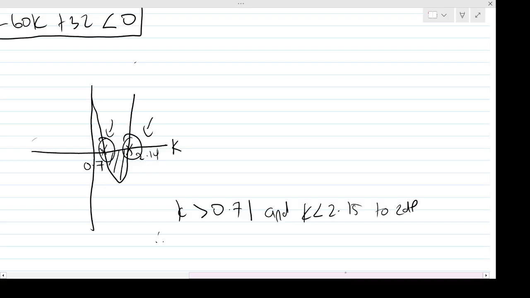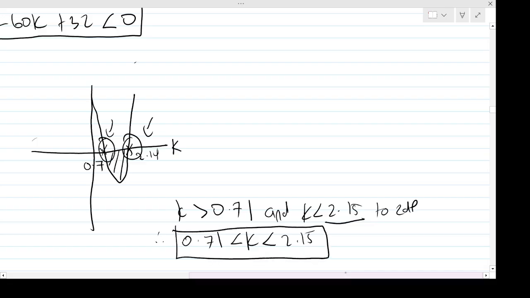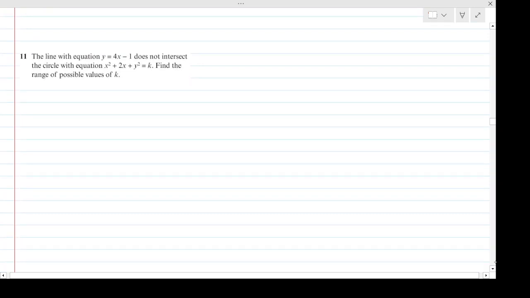So we can combine them into one inequality, because if k has to be above 0.71, 0.71 is the lower value for k, so 0.71 is less than k, but also the upper bound is 2.15. So k is between these 2 numbers, and that is our inequality. Cool. Okay, what a question.